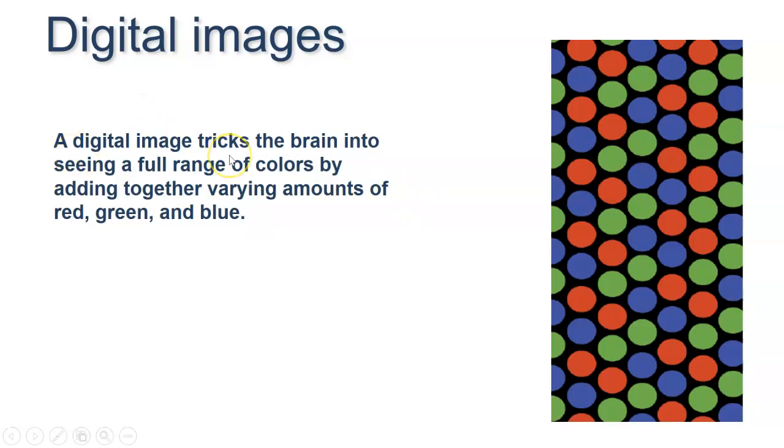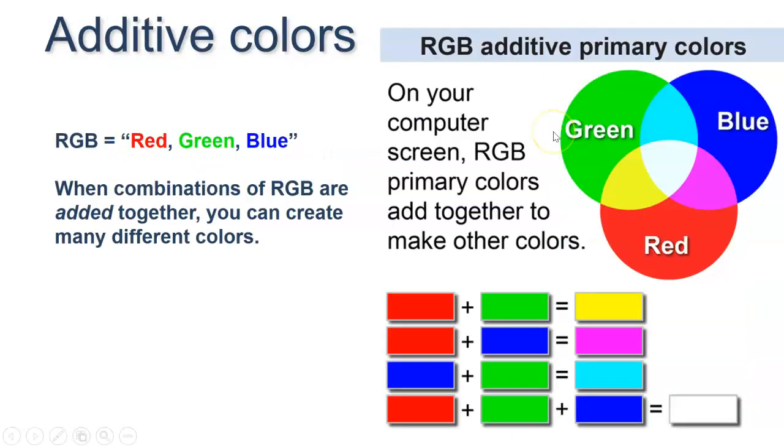And digital images trick your brain into seeing a full range of color by only using red, green, and blue, so that RGB. And different amounts of them and mixing them together, you can actually trick your brain into seeing an image. So additive colors is the combinations of RGB when they're put together. You can create lots of different colors. For example, that talks about mixing the red and the green here, you kind of get this yellow color. If you mix the red and the blue, you kind of get this magenta color. Green and blue, you get this like cyan sort of color. And then if we put all of them together, we get white.